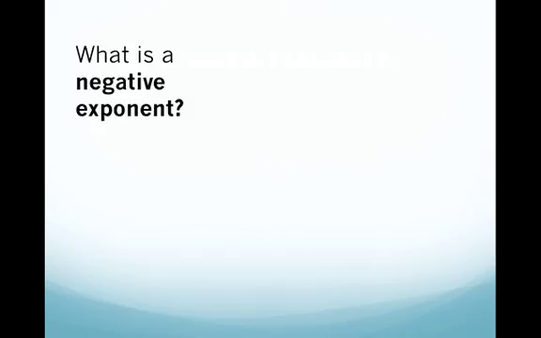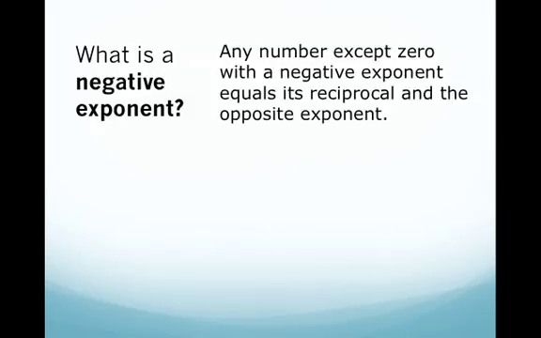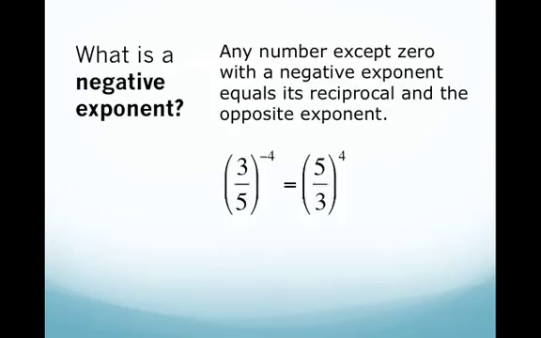What is a negative exponent? Any number except 0 with a negative exponent equals its reciprocal, or flipping it, as we say, and the opposite exponent. For example, 3/5 to the -4 power is equal to 3/5 flipped, or reciprocal of 3/5, which is 5 over 3, and now the exponent turns to a positive, so it's to the 4th power.